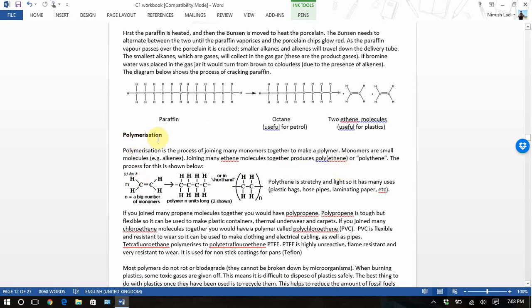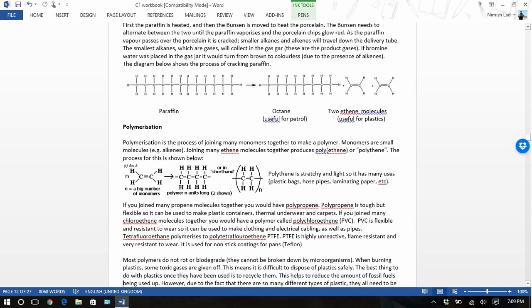Polymerisation is the opposite of this process. That's joining together many monomers to make a polymer. Monomers are small molecules. Joining many ethene molecules together makes polyethene, or polythene as it's also known. And this is the process here. A large number of these ethene molecules come together, the double bond opens up, and you end up making polythene from it. Polythene is stretchy and light, so it's useful for bags and hose pipes, laminating paper, and things like that.